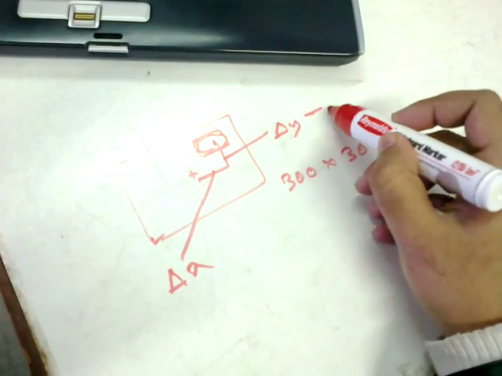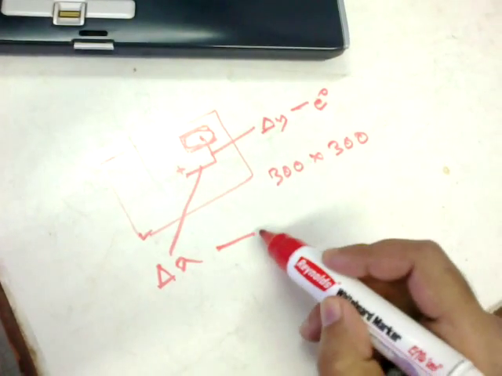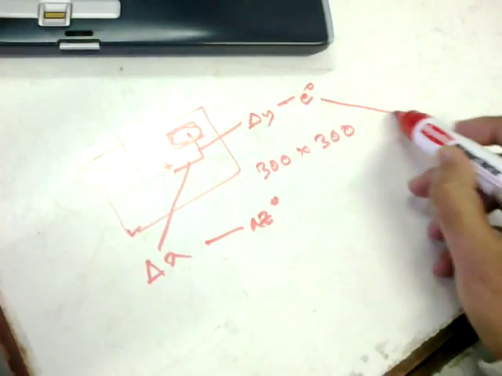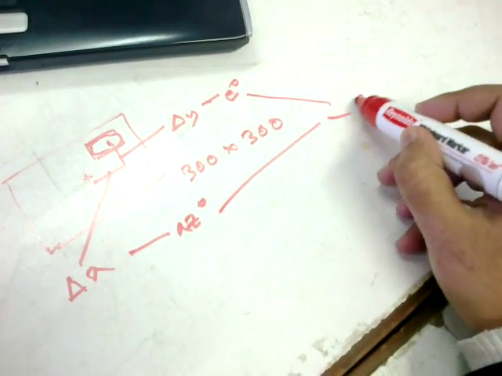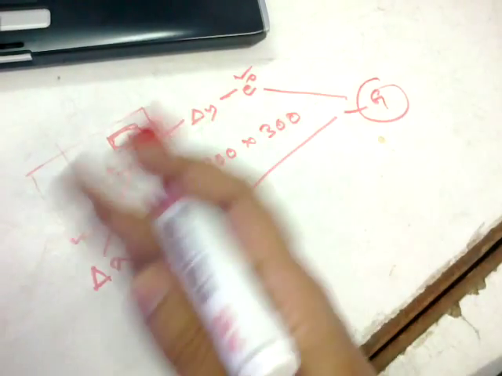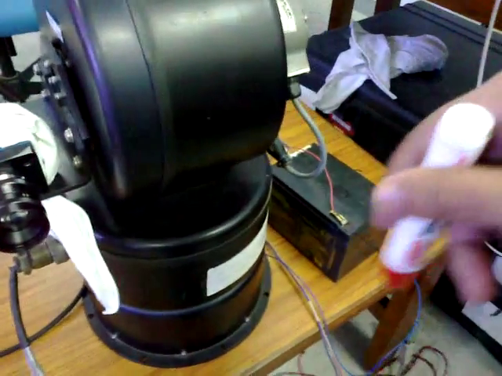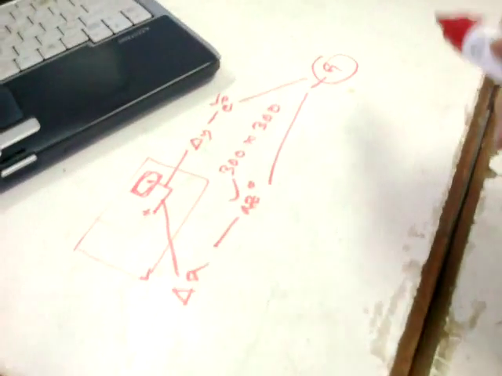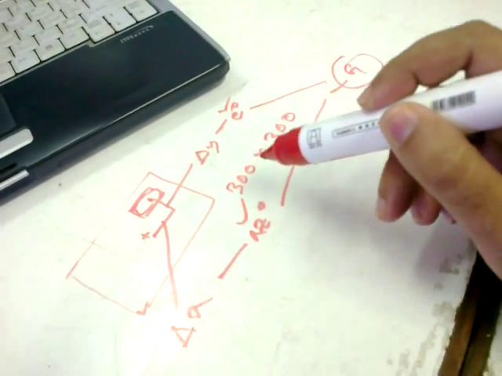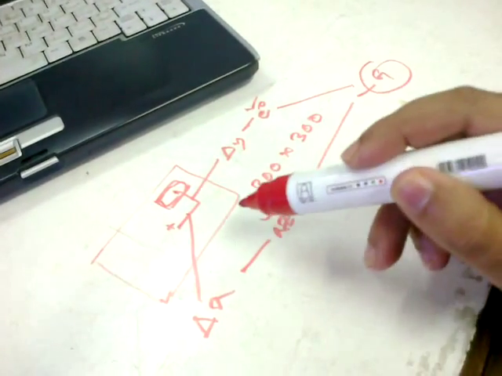This is converted into elevation degrees, and this is converted into azimuth degrees of the gimbal. Both are then fed to the gimbal. According to these values, the gimbal rotates. You can see the gimbal can rotate in elevation, and this is the azimuth. According to the elevation and azimuth, it rotates and moves the camera in that direction.